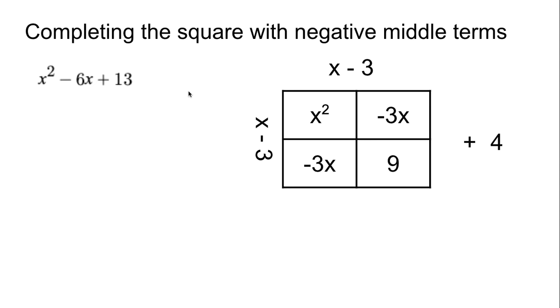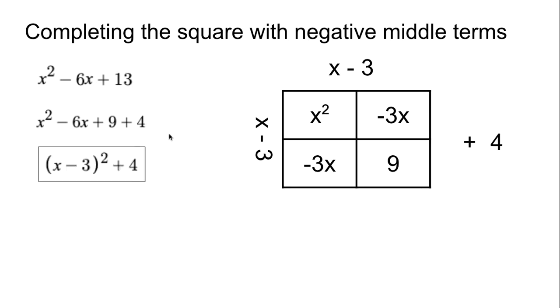And so when I actually write this out in its factored form, what I really just did was I took my 13 and I divided it between these two constant terms. One of them is the 9 in order to complete the square, and then there's 4 left over. So when I factor, I get an x minus 3 squared, and I still got my plus 4 hanging out on the outside. So that's how you complete the square when you have a negative term. It's really the same for when that middle term is positive.